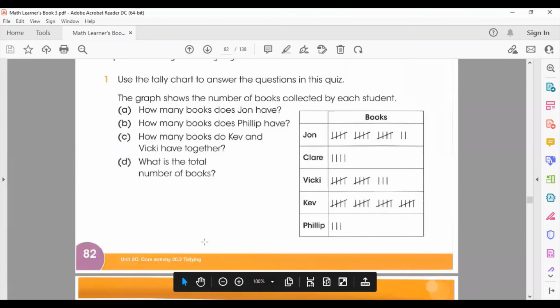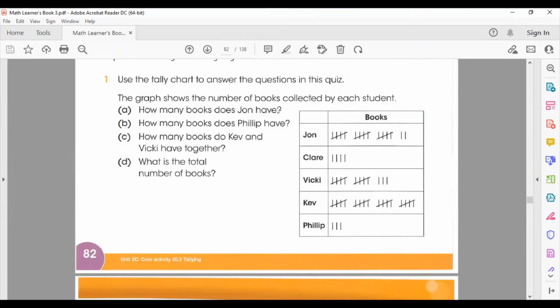Question number 1. Use the tally chart to answer the questions in the quiz. The graph shows the number of books collected by each student. How many books does John have? Where is John in this chart? Here, John. So we need to calculate 1, 2, 3, 4, the fifth one in this line. This symbol or picture represents 5, so we don't need to calculate 5 again. So we can just say 5, 10, 15, 16, and 17. So 17 books.